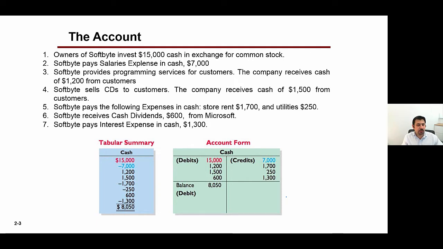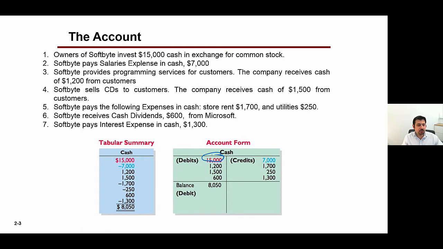So let's look at this one. In transaction 1, owners of SoftByte invest $15,000 cash in exchange for common stock. And here we are only looking at the cash account, not the two accounts. So as far as cash is concerned, cash has increased by 15,000. Cash is an asset account, and debits increase assets. So this is why the 15,000 here is on the debit side.